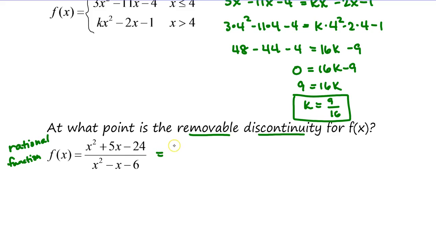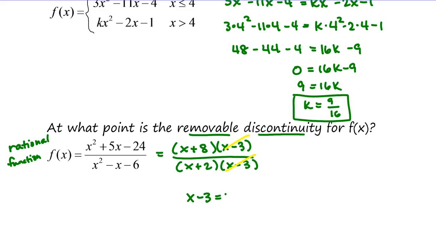So let's factor the top. And factor the bottom. Notice that there's a factor of x minus 3 on the top and the bottom. So that tells you where the hole is. That tells you where the removable discontinuity is. The number that makes that factor 0 is 3. So the removable discontinuity is at 3.